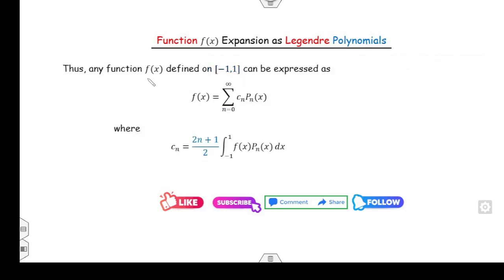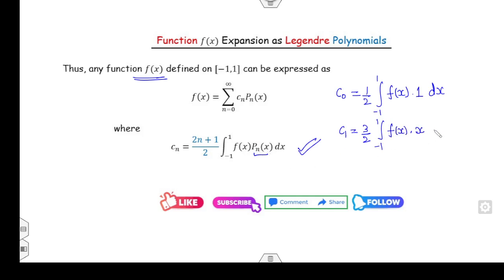So that means whenever you can write any function f(x) as a linear combination of the Legendre polynomials, you can find the value of c_n as (2n+1)/2 times the integral from -1 to 1 of f(x) into the Legendre polynomial. Fine. That means if you want to find c0, that will be 1/2 times the integral from -1 to 1 of f(x). What is P0? P0 is my 1. Similarly, if you want to find c1, that will be 3/2 times the integral from -1 to 1 of f(x) into P1(x). P1(x) is my x, and so on. Fine. So once you have f(x), you can easily write it in terms of the Legendre polynomials.